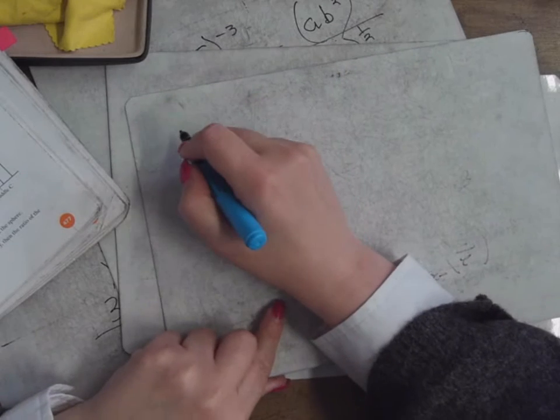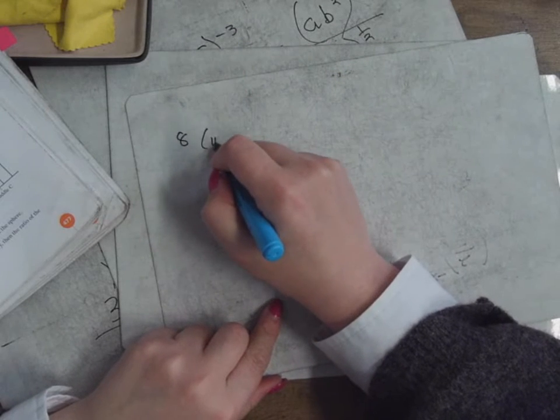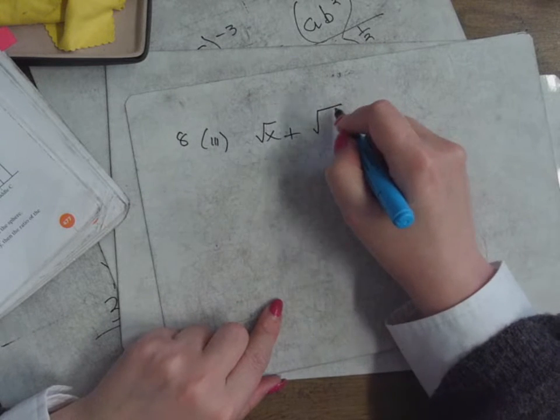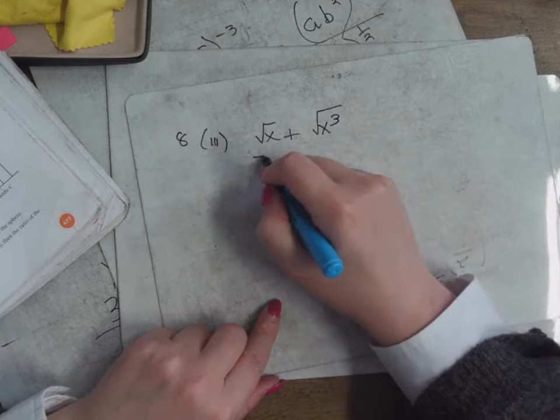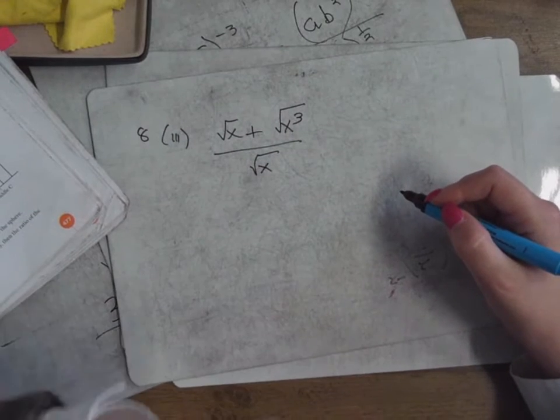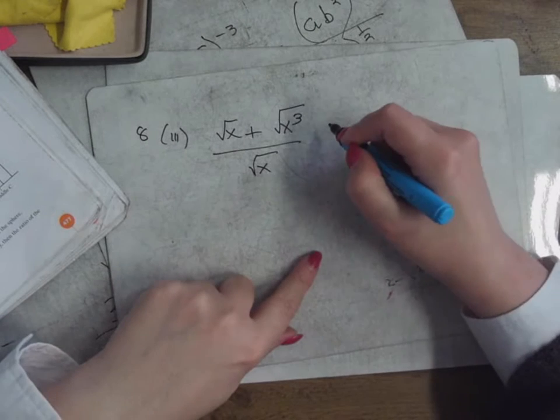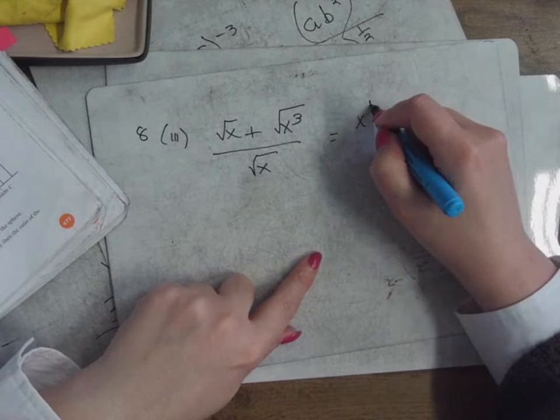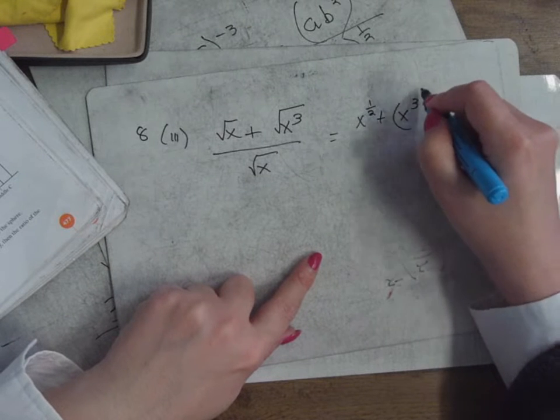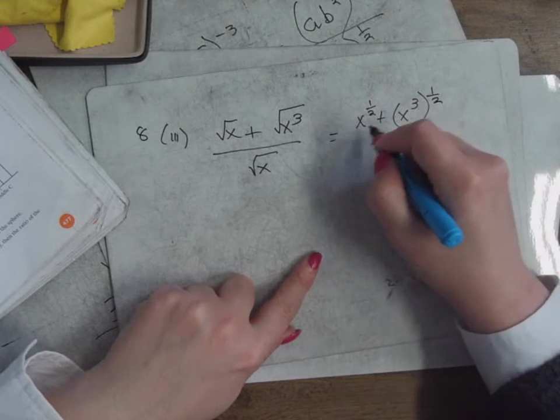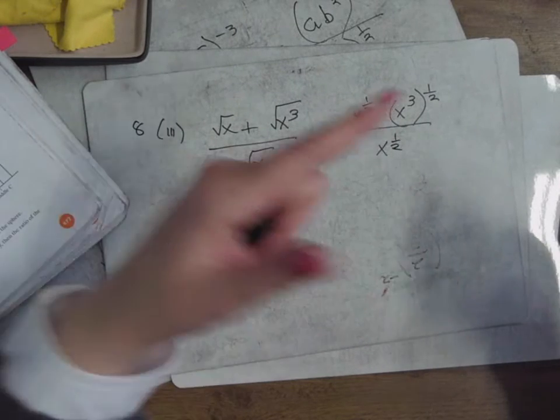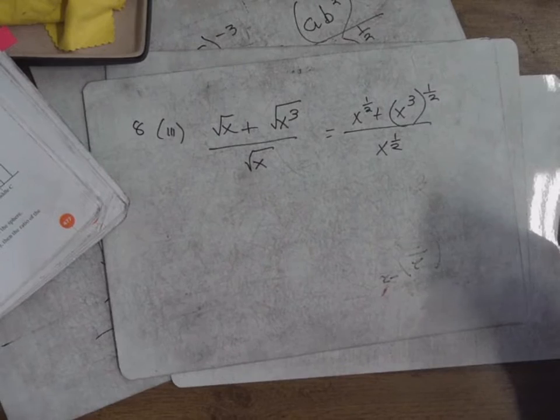Right, so 8 part 3 is root x plus the square root of x to the power of three, all over root x. First thing I'm going to do is turn all those square roots to powers. So that's x to the power of a half plus x to the power of three, all to the power of a half, all over x to the power of a half. Again, there is no way of adding. We've no rule to add them.